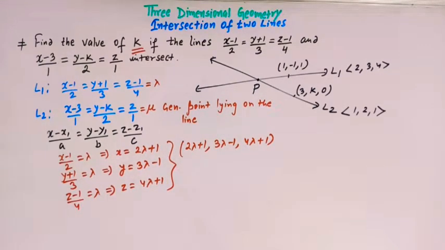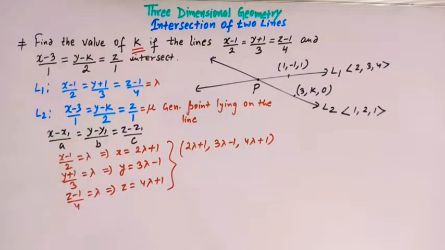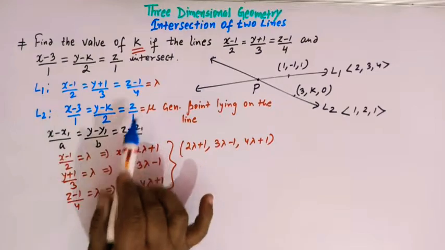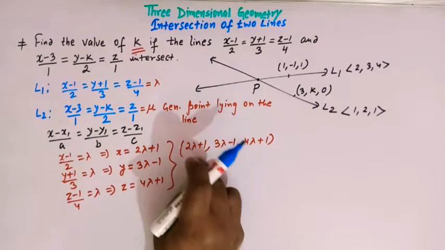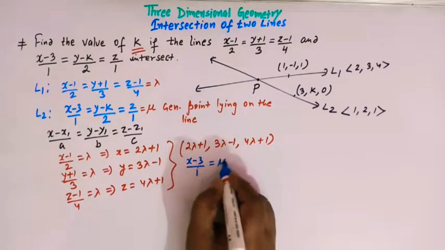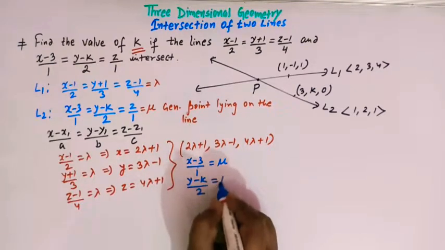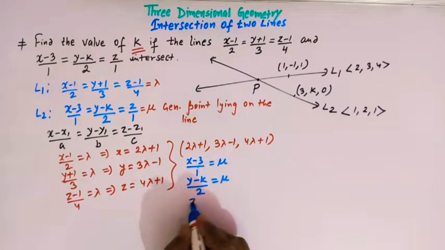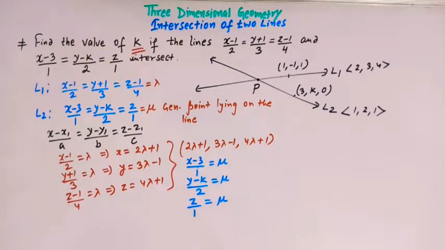And similarly we can find the coordinates of the general point on this line L2. For this, we'll write (x - 3)/1 = mu, (y - k)/2 = mu, and z/1 = mu.